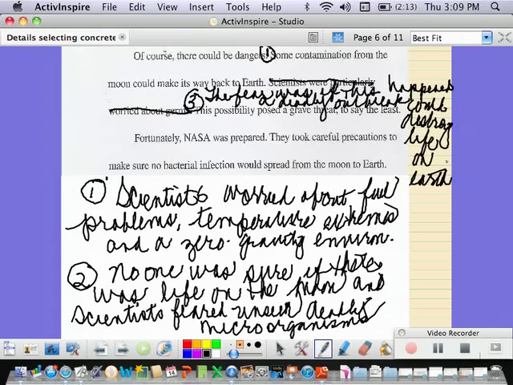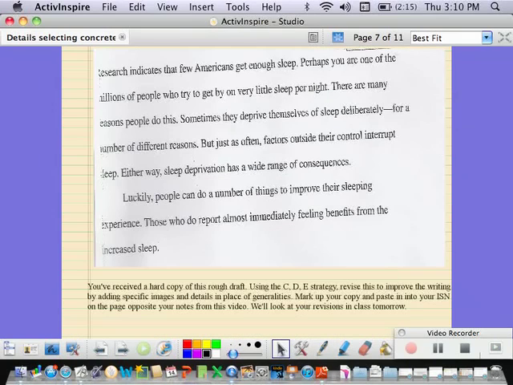I added 3 details. Of course, there could be dangers. Here's specific detail. Scientists worried about fuel problems, temperature extremes, and a zero-gravity environment. No one was sure if there was life on the moon, and scientists feared unseen deadly microorganisms. Some contamination from the moon could make its way to Earth. The fear was that if this happened, a deadly outbreak could destroy life on Earth. This possibility posed a grave threat, to say the least. That's so much better, and all I did was add clarification, descriptive details.